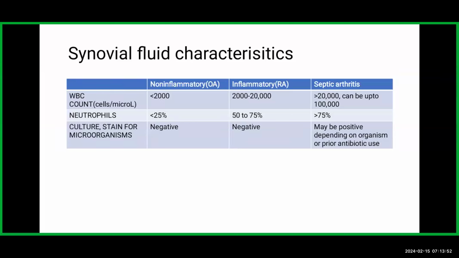And then for the neutrophils, in non-inflammatory, it's less than 25%. In inflammatory, it's about 50 to 75%. And then for septic arthritis, it's greater than 75%. And then for the cultures and stain for microorganisms, there is no yield in the non-inflammatory and inflammatory arthritis, while in septic arthritis, it may be positive depending on the organism or prior antibiotic use.